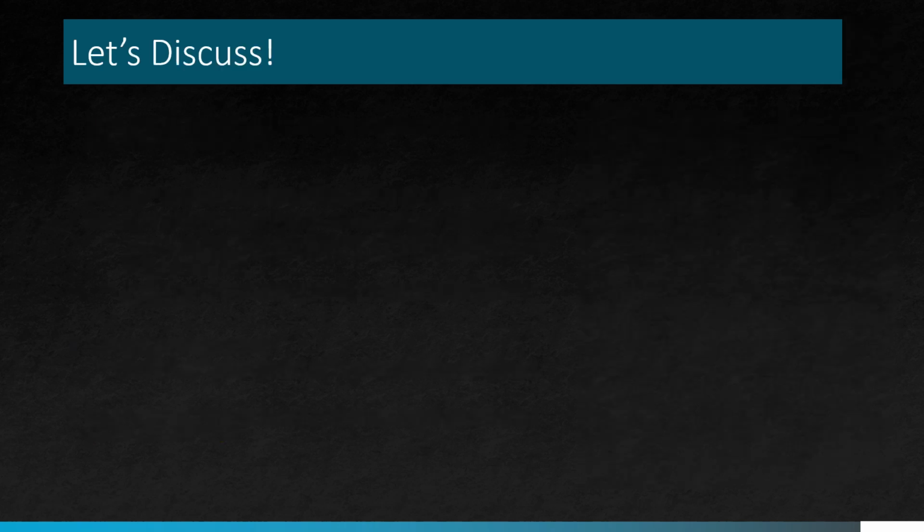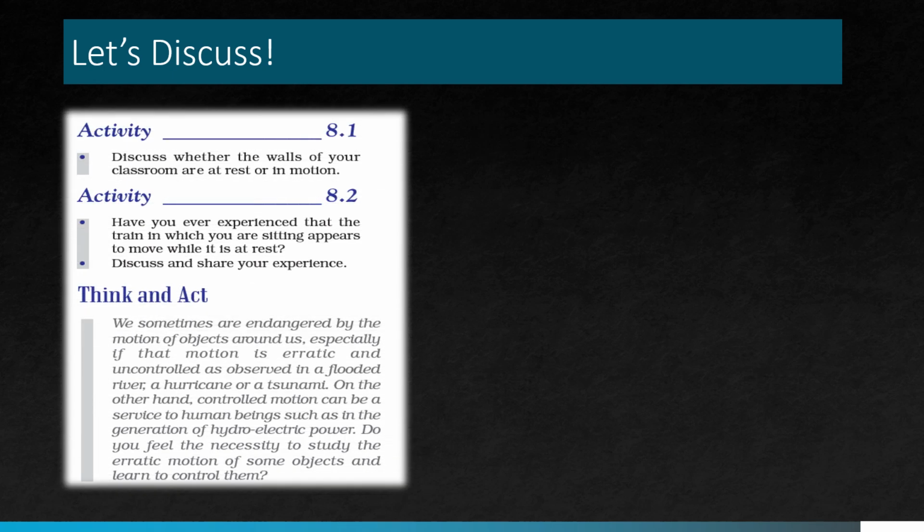As I had mentioned earlier, we will also be discussing various activities and the in-text questions in the books. Let us discuss some of the activities given in the chapter. The first activity asks you to discuss whether the walls of your classroom are at rest or in motion. That is quite simple to tell. Indeed, all the walls in the entire world are at rest. They do not move.